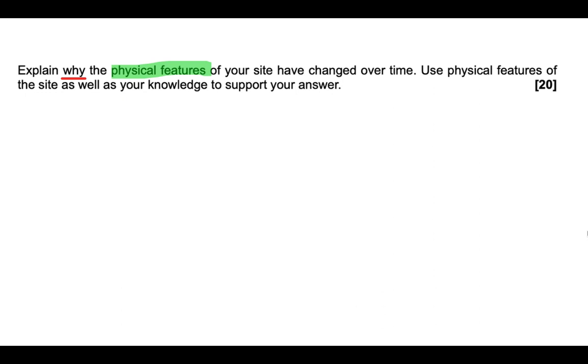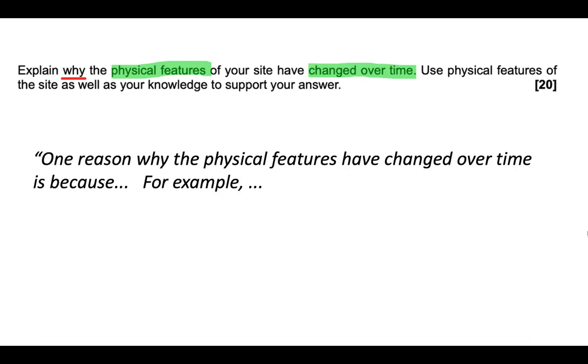So how could we answer this question? Well, the key thing to remember is we're not just telling a story. We're not just describing. We're going to use words from the question to help make sure we're explaining, we're being analytical. So each paragraph, each main point we are going to use words from the question. So we might start off one paragraph with one reason why the physical features have changed over time is because, and we'll explain a reason. We'll give an example.